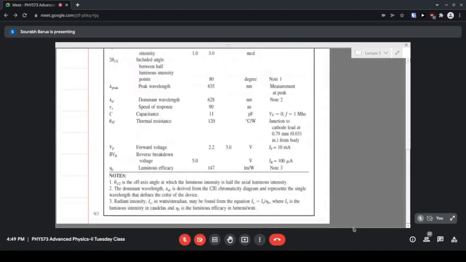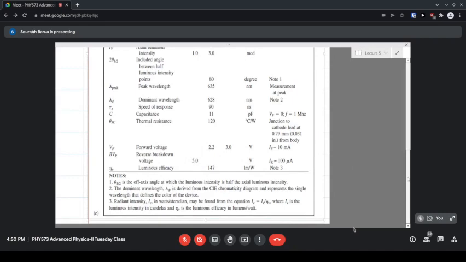So you can see here in this chart, the luminous efficiency or efficacy is given as 147 lumen per watt. So for every watt of electrical power that is given by the battery to the LED, it is converting that into 147 lumen of light power. So if you're giving 1 watt of electrical energy, it is converting it into 1.496 into 10^-10 watts of light per unit time. That is what it is doing.